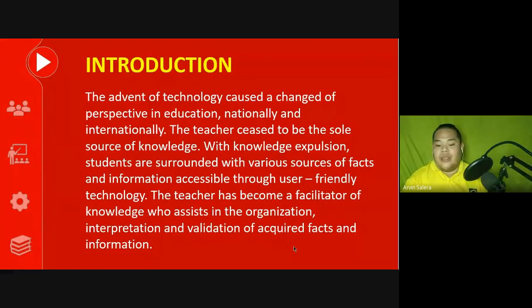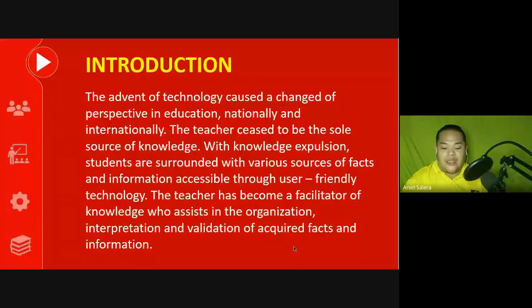The first one is the introduction. The advent of technology caused a change of perspective in education, nationally and internationally. The teacher ceased to be the sole source of knowledge. With the knowledge explosion, students are surrounded with various sources of facts and information accessible through user-friendly technology. The teacher has become a facilitator of knowledge who assists in the organization, interpretation, and validation of acquired facts and information.